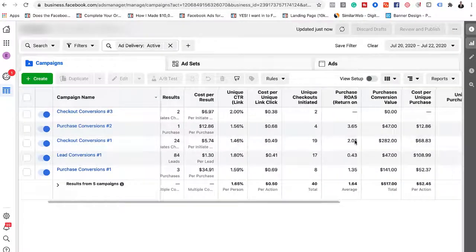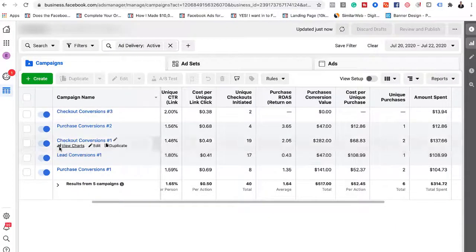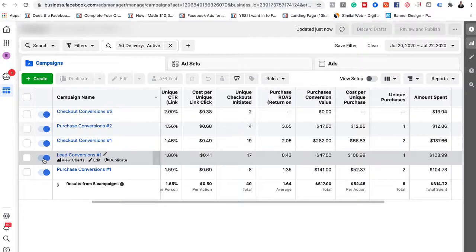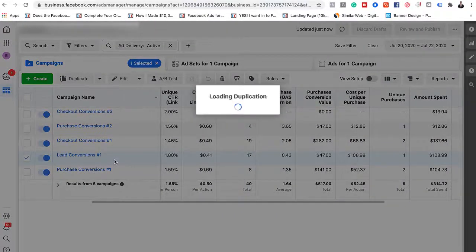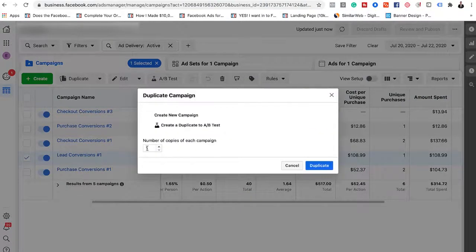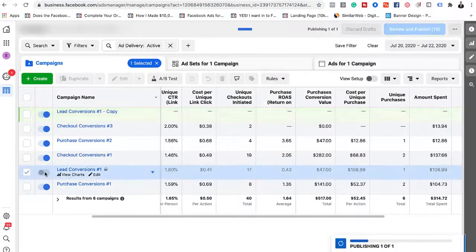This one is outside of KPI. So yes, I have a purchase, but it's $108.99 cost per purchase. So I'm actually going to go ahead and turn off this campaign. Now, before I turn off this campaign, I'm going to go ahead and actually give it another go. The one that's outside of KPI is $108 per purchase.